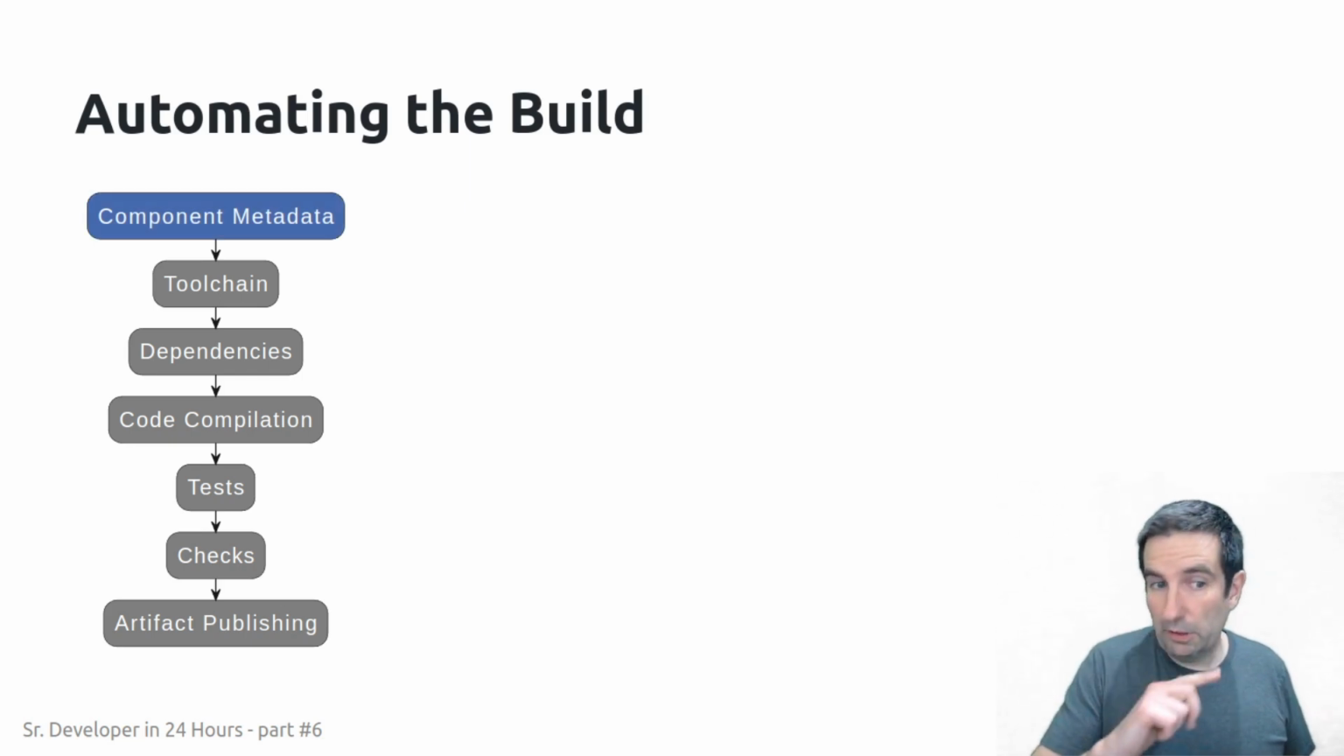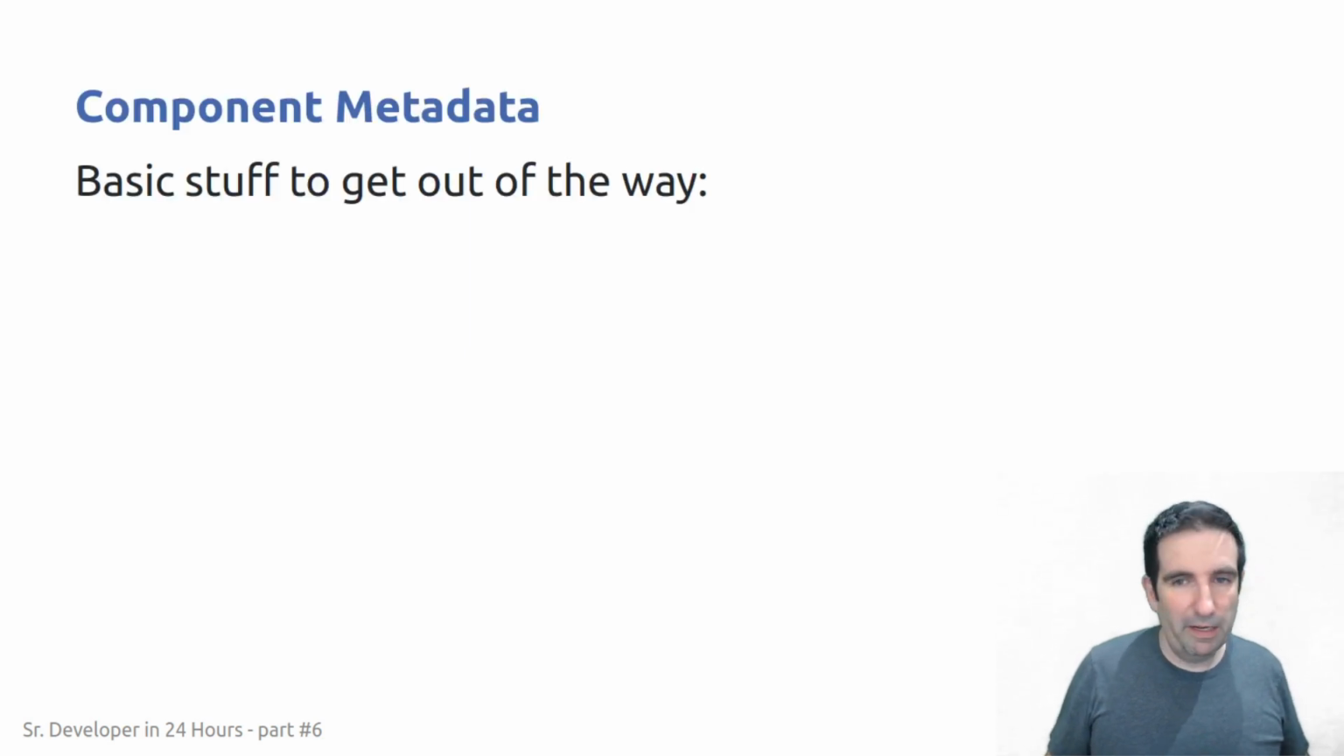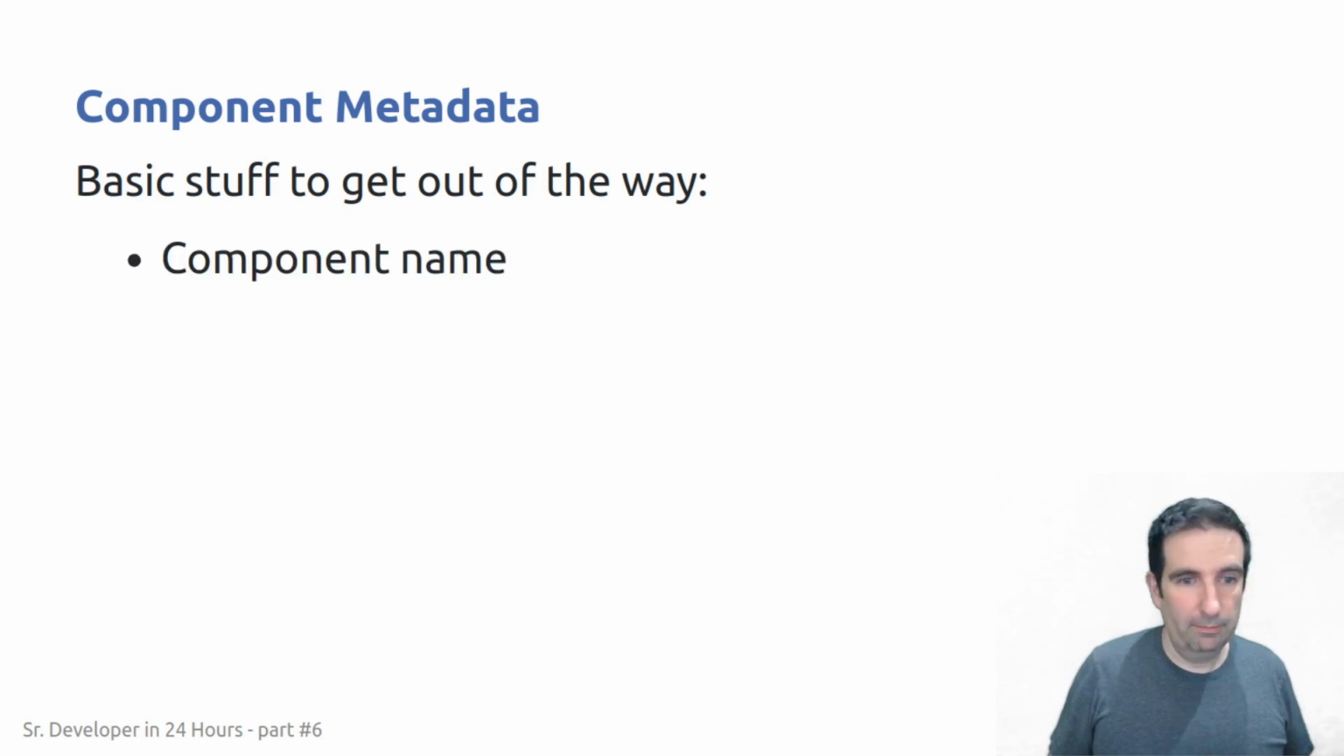Okay, so let's start from the beginning with component metadata. Component metadata is basically the basic stuff that we need to get out of the way. But if we are automating our build, we have to come up with some sensible values for naming your component. And I know that naming things tends to be pretty complicated. It is a big decision, but it is a decision that we have to make, and we have to make it in a sensible way so that our users will be able to consume it based on the name that we're creating.